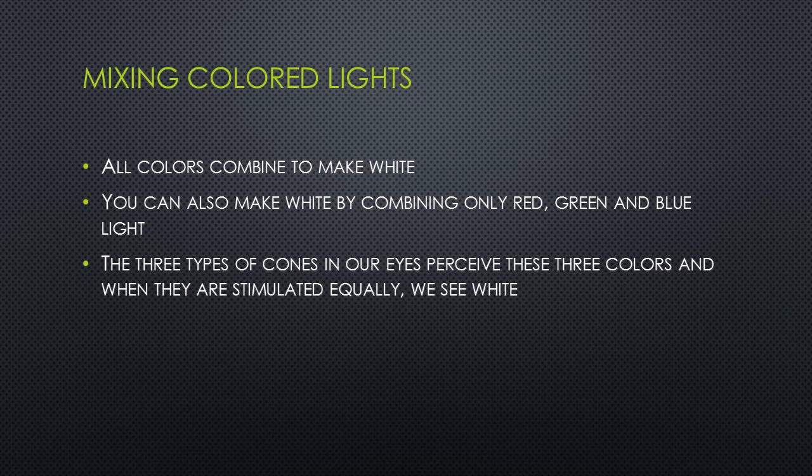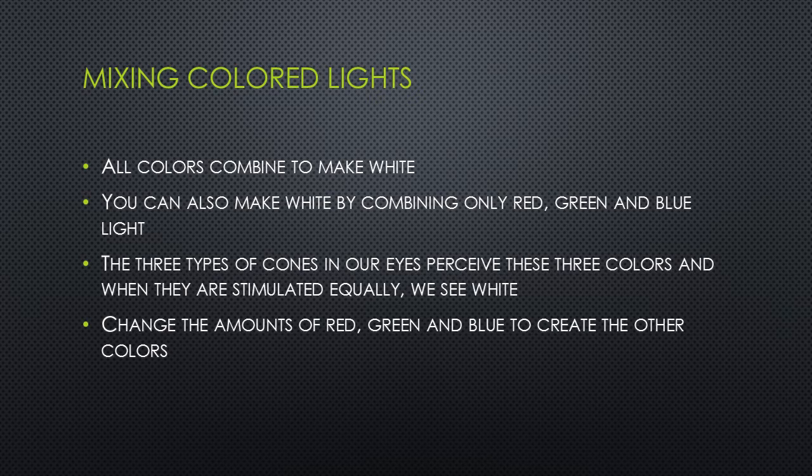So the reason that those make white is because inside of our eyes, remember we have rods and cones. The cones that we have in our eyes are stimulated by red light, some of them, and some of them by green, and some of them by blue. And so when all three of the types of cones in the back of your eye, in your center of vision, are all stimulated equally, then what we see is white.